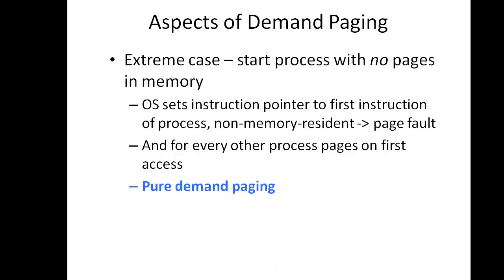So the extreme case is what? We can start executing a process without any pages in the memory. That means with no pages loaded into the memory. So when the operating system sets the instruction pointer to the first instruction in the process, that means once the process starts executing its first instruction, which will be referring to a non-memory resident page. That means it is referring to a page which is not loaded into the memory. So at that time what will happen? This process will immediately fault for a page.